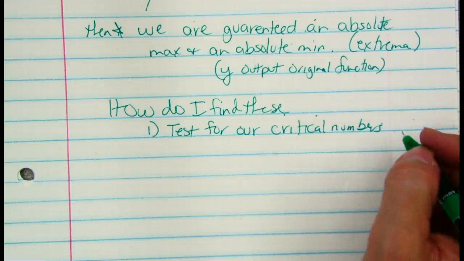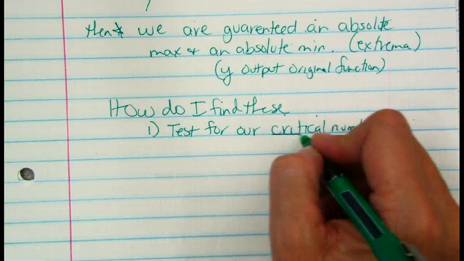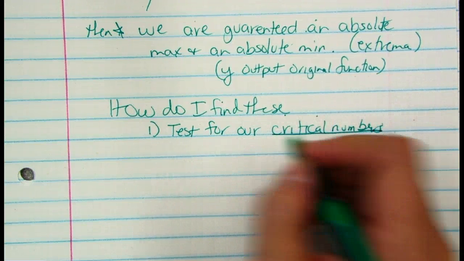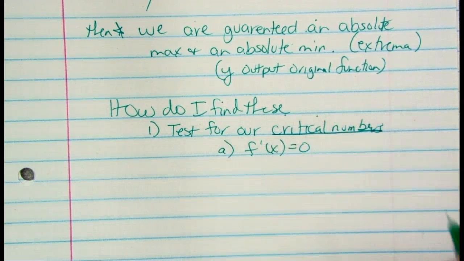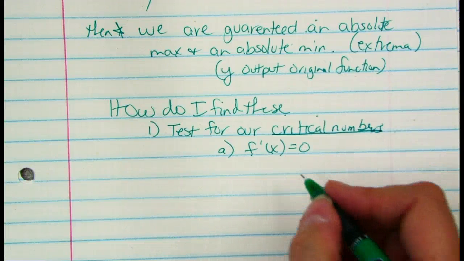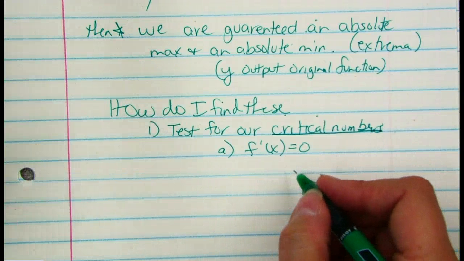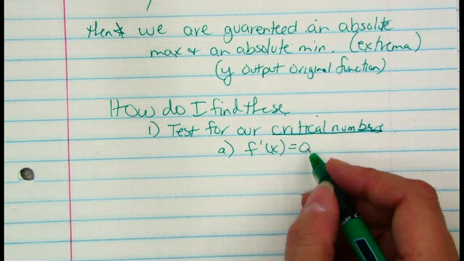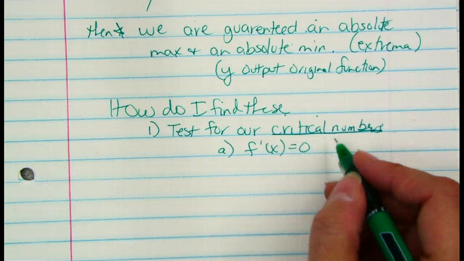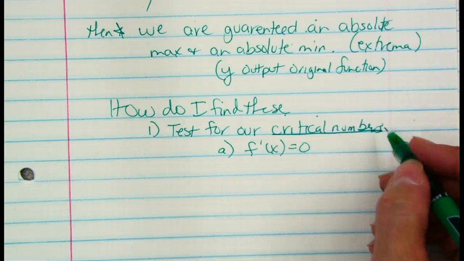Well, we test our critical numbers. I have to remember how to find critical numbers. Critical numbers are found by taking the first derivative, setting it equal to 0, and finding what x values coincide with a slope of 0 on the original graph. In other words, our relative mins and our relative maxes.